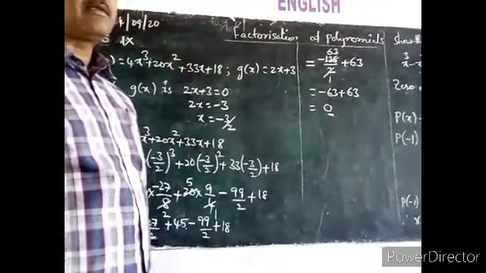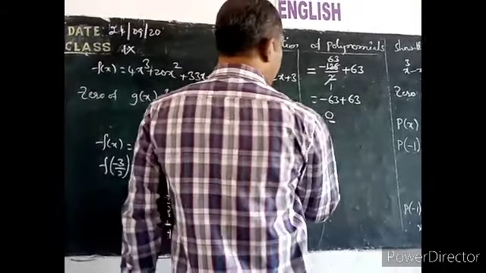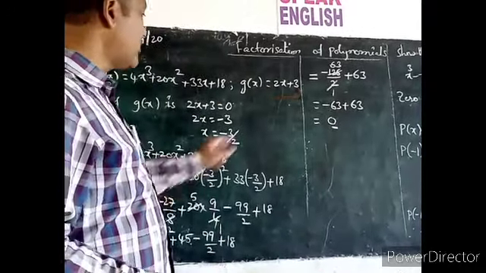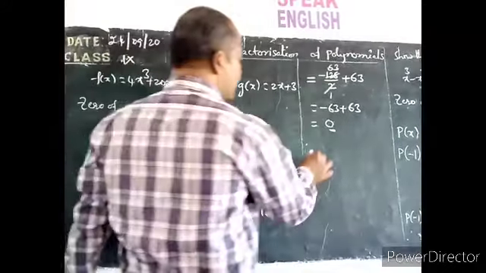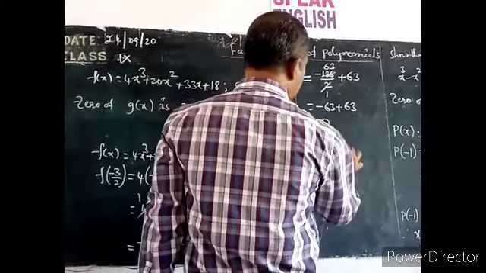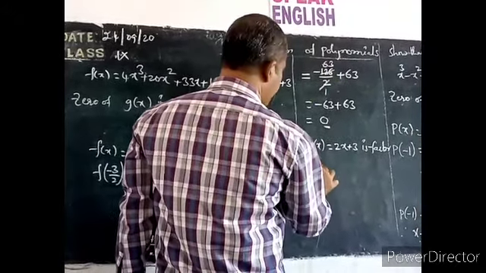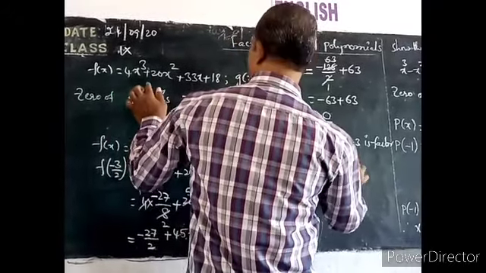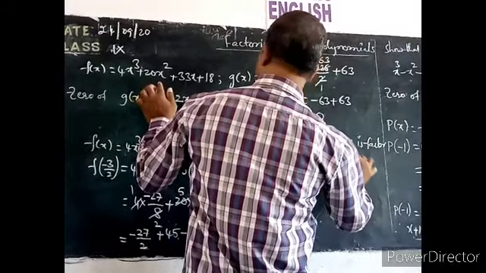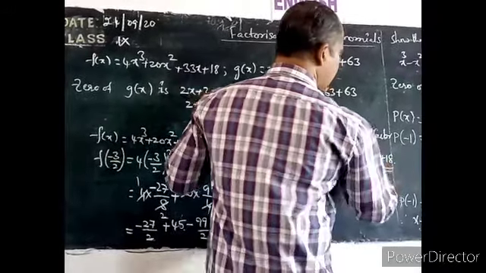That means 63 minus 63 is 0. So f of minus 3 by 2, how much are you getting? 0. So is it a factor or not? Factor. So g of x equals 2x plus 3 is a factor of f of x equals 4x cube plus 20x square plus 33x plus 18.